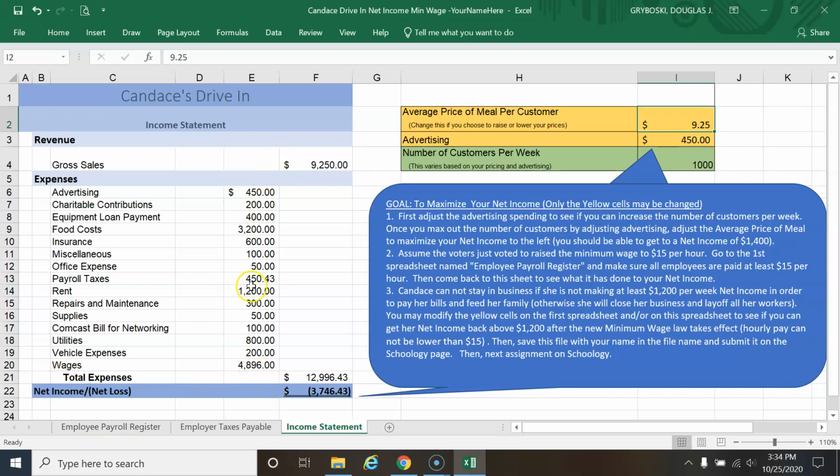So these are all of the expenses, the list of expenses, and then the sum of them is right here. This is the total amount that she has in expenses, and this is for 1 week of business. And then the gross sales go up here.